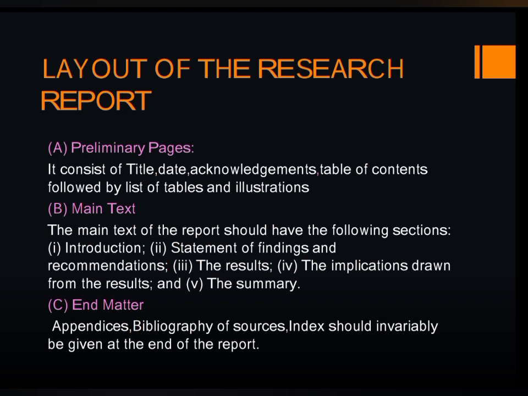The main text of the report should have the following sections: introduction, statement of findings and recommendations, results, implications drawn from the results, and the summary. The main text provides the complete outline of the research report along with all the details. So it includes the main architecture of the research work done. So first one is the introduction.